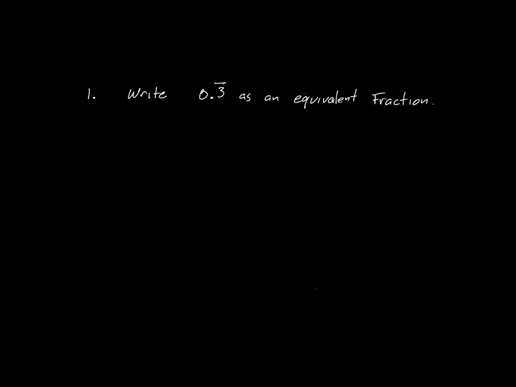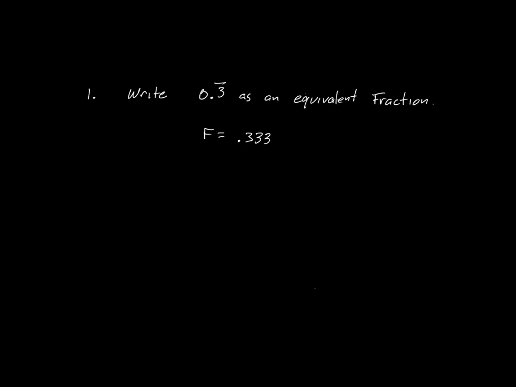Write 0.3 repeating as an equivalent fraction. So remember that the line on top of the 3 means that 3 is repeating. So we're going to start by writing f equals 0.3 repeating. And according to your notes, you need to find the number of decimals that are being repeated. In this case, we only have the same decimal once being repeated over and over again.